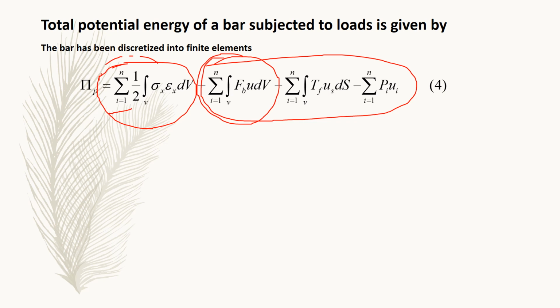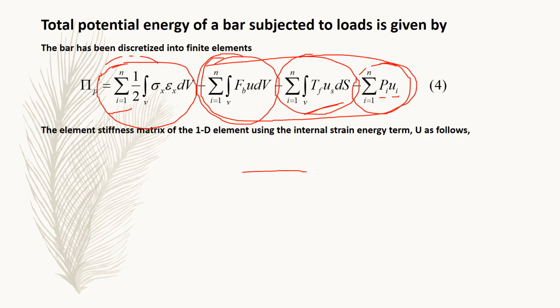Another force is the surface or traction force. Another force is the point load, which acts at a small point, where P is the point load and U is its displacement. From this equation we have to derive the element stiffness matrix and its force vectors using the finite element approach. First we will derive the element stiffness matrix by using its strain energy in terms of U.